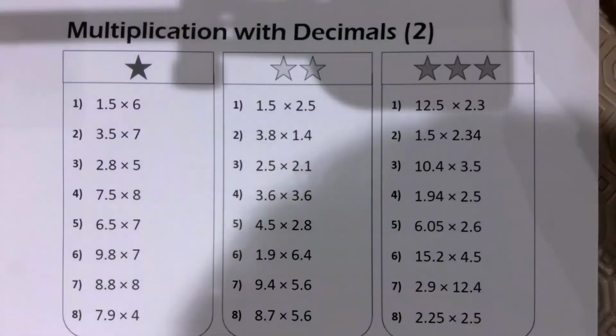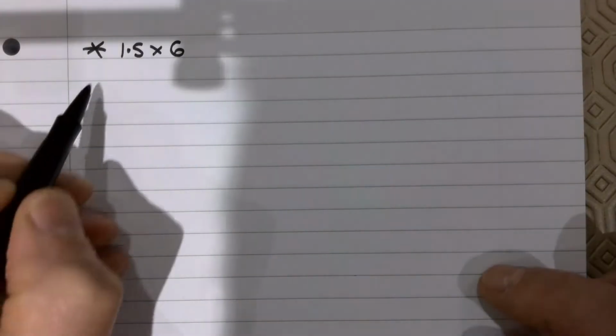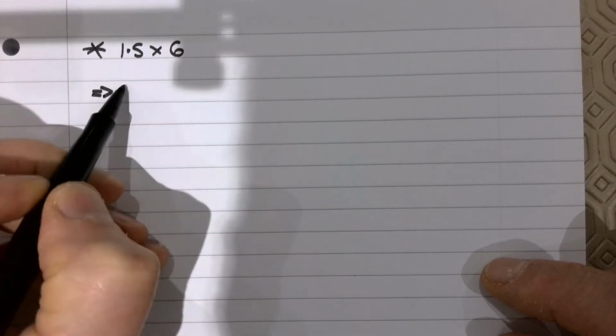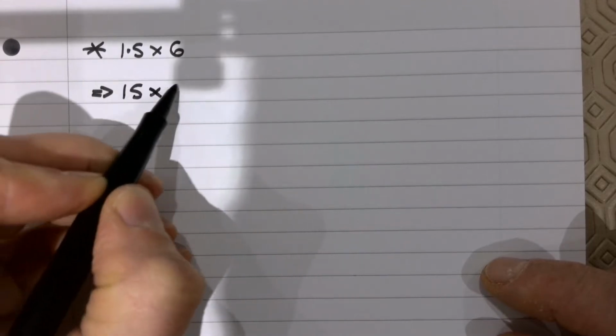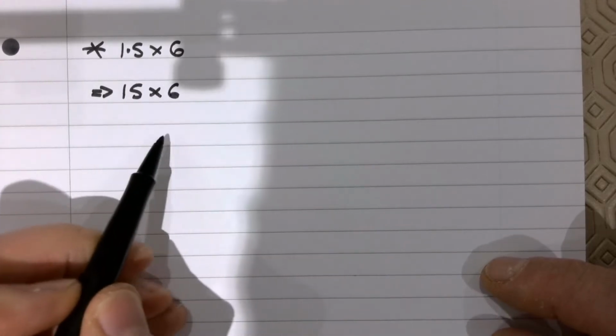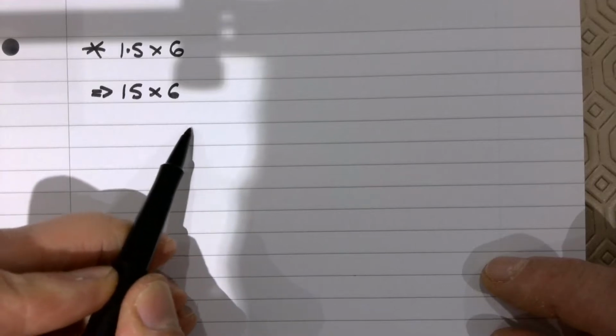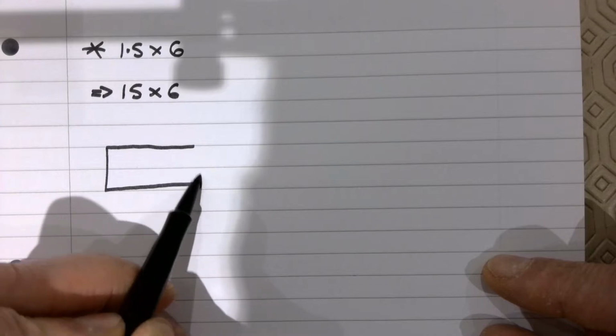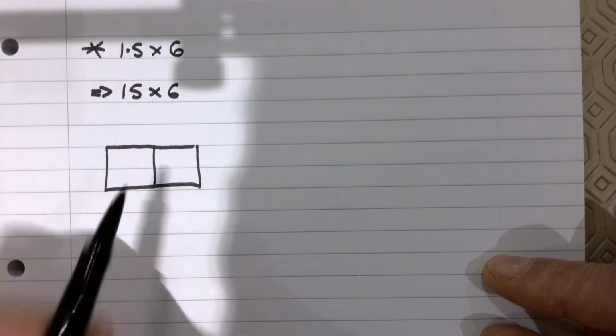Okay, so let's have a look. For the 1 star question then, the question is going to be 1.5 times 6. So the first rule of multiplying with decimals is we remove the decimal point, so that's going to be 15 times 6 is what we're going to do. So then we do our chunking boxes, nice and big, make sure they're not too small.